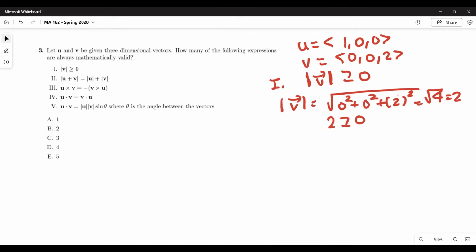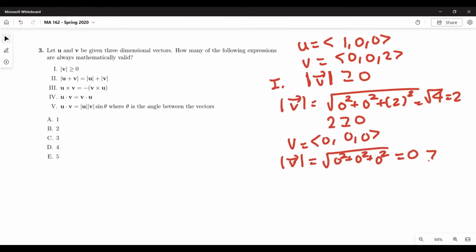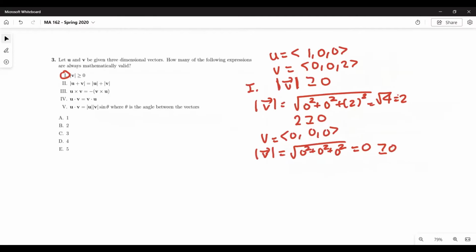So this one is right. And suppose b is 0, 0, 0, something like that. If you find the magnitude of it, this will become square root of 0 squared plus 0 squared plus 0 squared, which is 0. This is greater than or equal to 0, so the statement works. So number 1 works. Okay, let's do number 2.